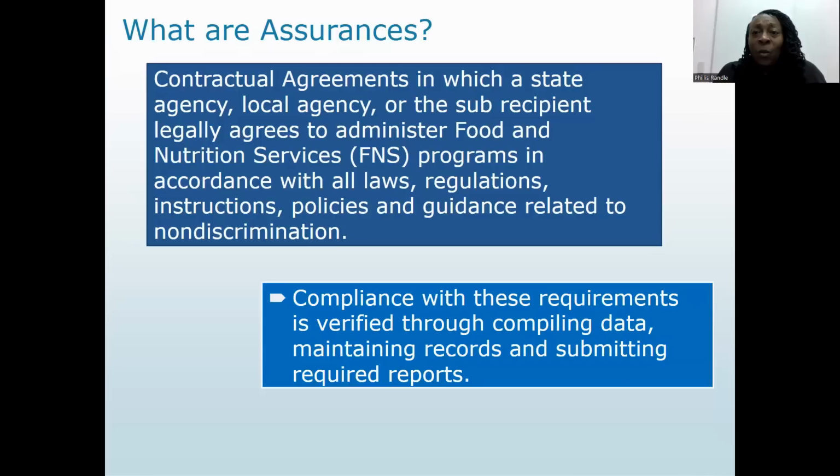Assurances are contractual agreements in which a state agency, local agency, or sub-recipient legally agrees to administer food and nutrition services, FNS programs, in accordance with all laws, regulations, instructions, policies, and guidelines related to non-discrimination. Compliance with these requirements is verified through compiling data, maintaining records, and submitting required reports.